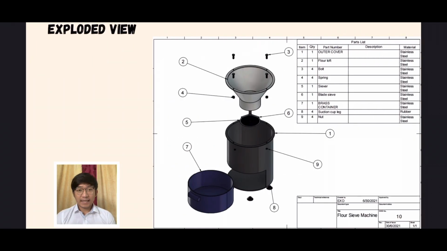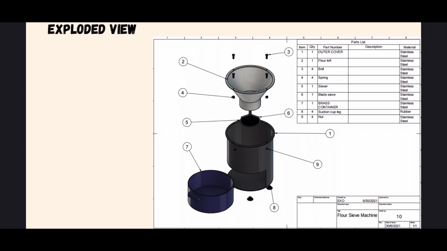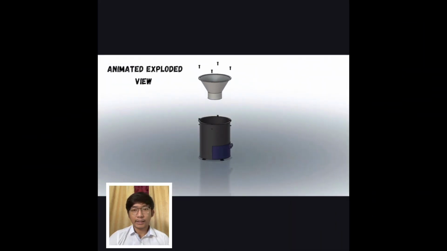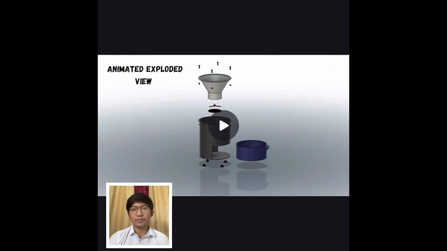Okay, next, as we can see above, that is the exploded view for each part of our sieving machine, which totally consists of 9 parts, and each part plays its own role while the machine is running. Next is the animation of the exploded view for our design, as we can see above. Okay, let me play.